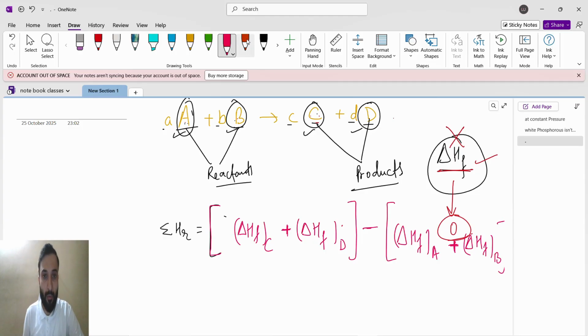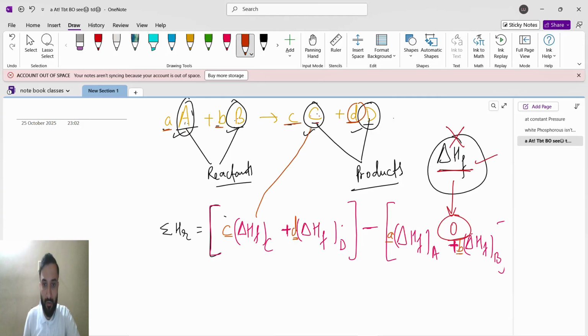But a very important thing, guys: the coefficient. C's coefficient will multiply here, D's coefficient will multiply here, A's coefficient will multiply here, and B's coefficient will multiply here. Don't make the mistake. Some students, in a hurry, do not multiply the coefficient, or they use the coefficient as a power only. Don't do that. We just have to multiply by the coefficient.